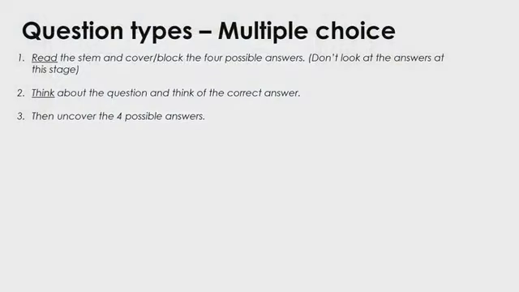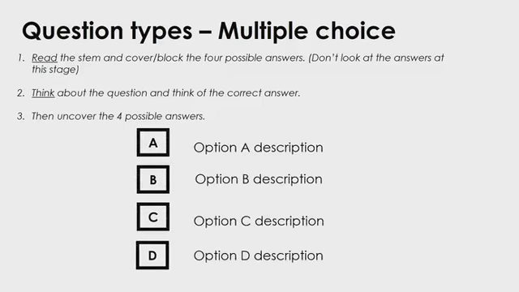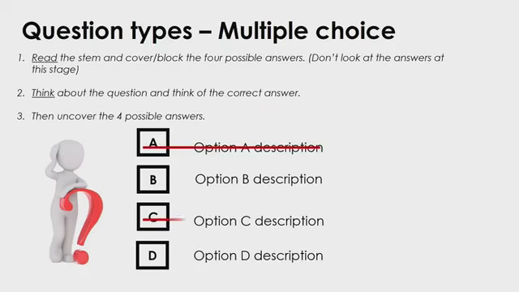The first step is to always make sure that you read the stem of the question, and then cover your four possible answers. Think about which one could possibly be the correct answer, and then uncover the four possible answers. If you immediately see the correct answer, you circle it. But let's say you're unsure which of the four options is correct. Then make use of process of elimination: go for those that are definitely incorrect, and the one that seems to be the most correct answer will be your option.